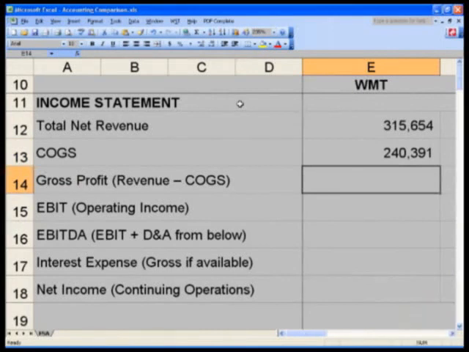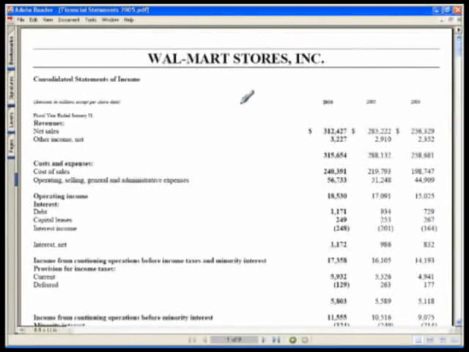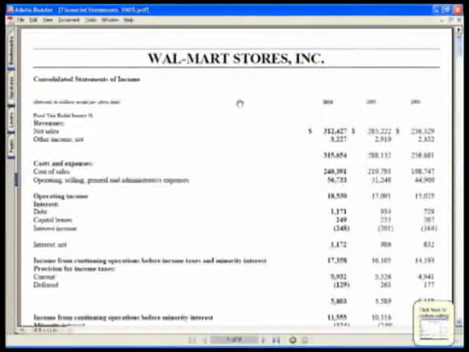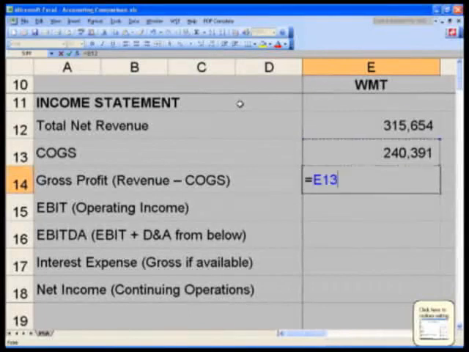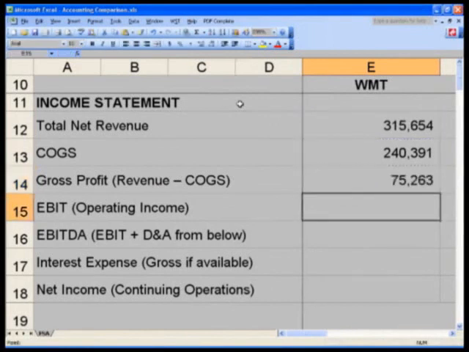In this particular case here, we were not provided with a gross profit number for Walmart. They just went straight from COGS, straight down to SG&A. They did not provide us with a gross profit. So here, we will simply have to recalculate our number. So we'll just say equals, in this case, the 315 minus the 240,391. Now here, I will get actually precise numbers. So when I get precise numbers here, you may be off slightly by rounding. That's okay. Get the point. So now your gross profit is 75,263.